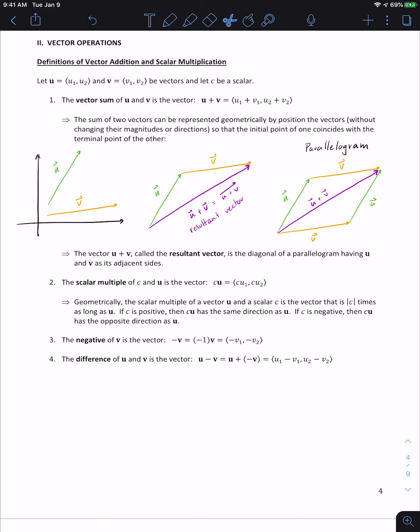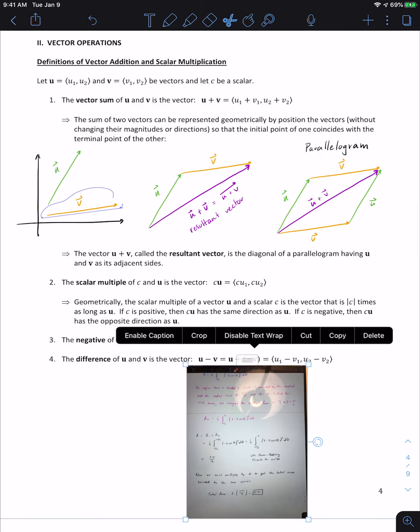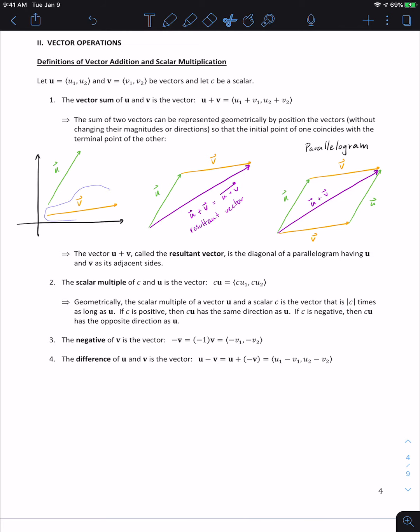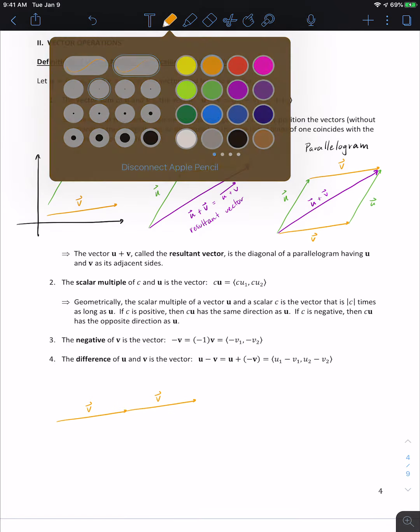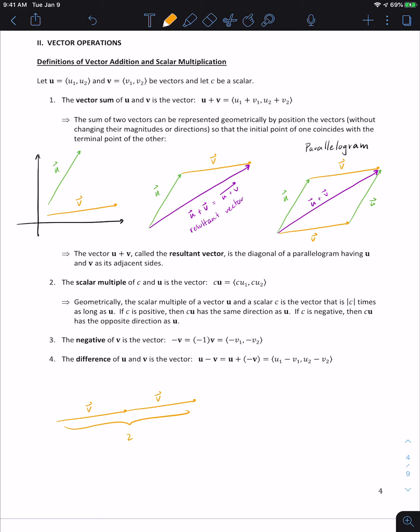Whoops, did the wrong thing. Actually let's do 2v because it's flatter. It'll be easier to put on the paper. Why is that not doing what I want? Try this again. So copy, paste, and then paste. This whole vector here would be 2v, because it's twice as long as v, right? So that we'll put up here.